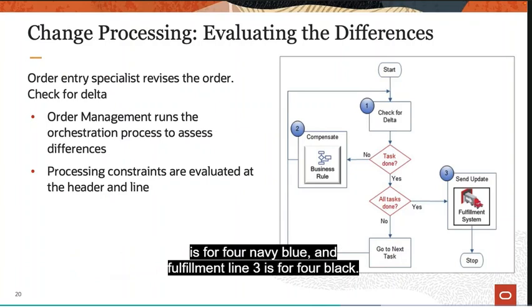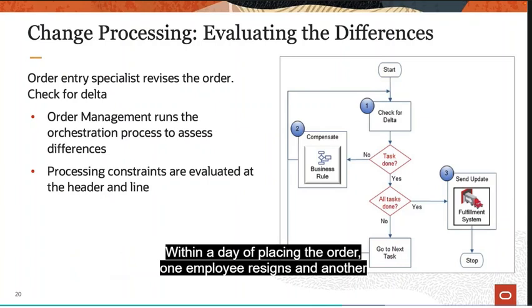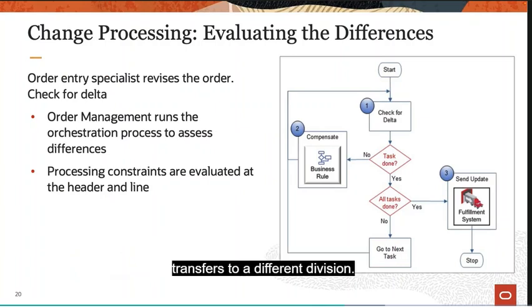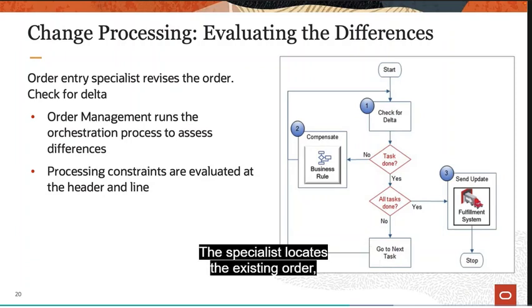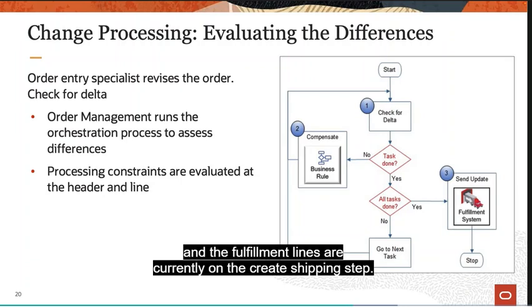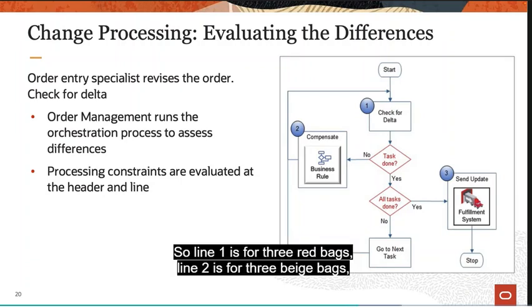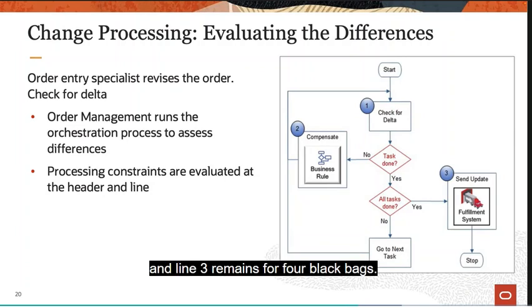Within a day of placing the order, one employee resigns first to a different division. The manager calls customer service and asks the order entry specialist to reduce the quantity and to change the navy blue bags to beige. The specialist locates the existing order, and the fulfillment lines are currently on the create shipping step. The specialist revises the order, so line 1 is for 3 red bags, line 2 is for 3 beige bags, and line 3 remains for 4 black bags.